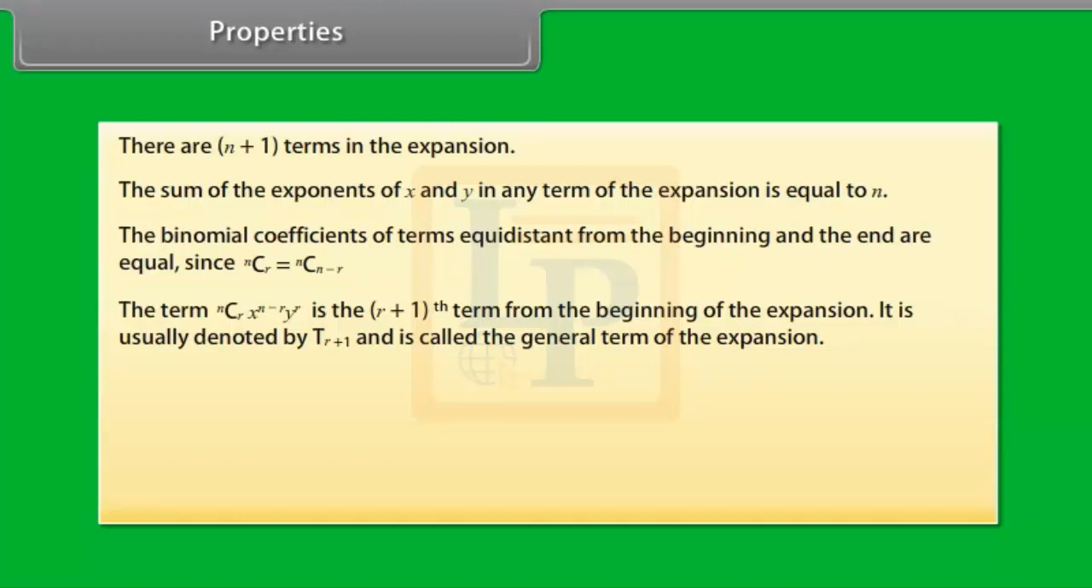The term nCr times x raised to power n − r times y raised to power r is the (r + 1)th term from the beginning of the expansion. It is usually denoted by t(r+1) and is called the general term of the expansion.